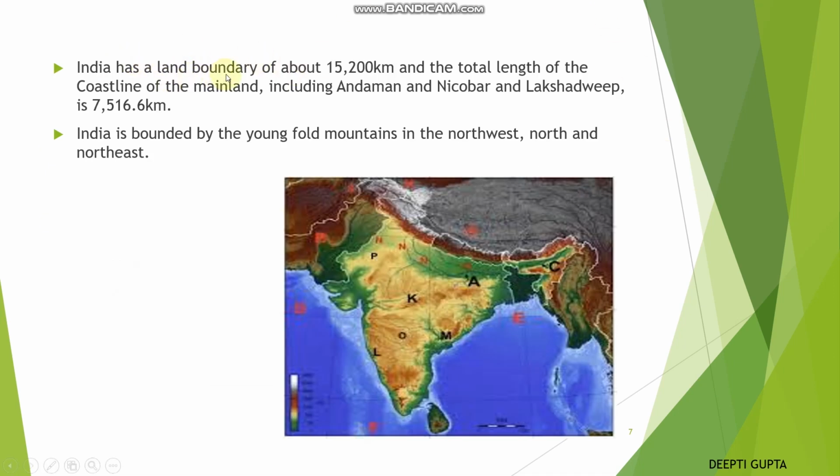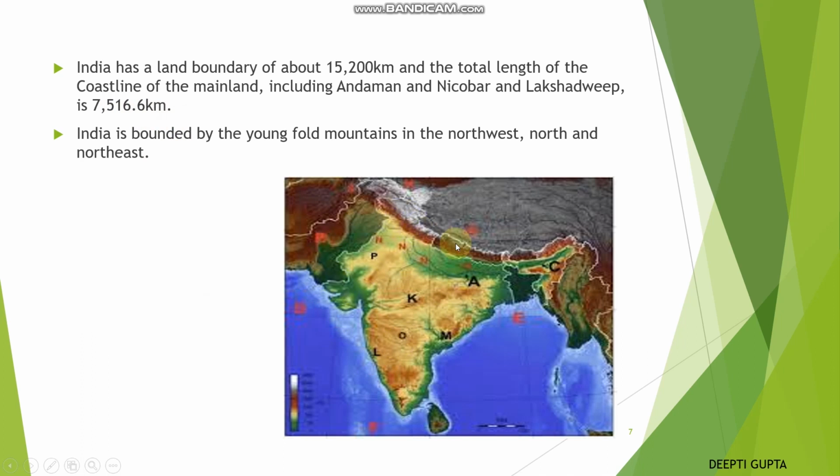India has a land boundary of 15,200 kilometers. If you want to know the total length of the land boundary, it is 15,200 kilometers, and then the total length of the coastline. This is the coastline, this is the coastal area. The length of this coastline, including Andaman and Nicobar and Lakshadweep Islands, is 7,516.6 kilometers. So both the things you can understand with the help of this map.